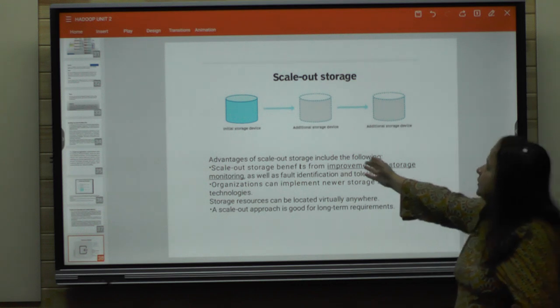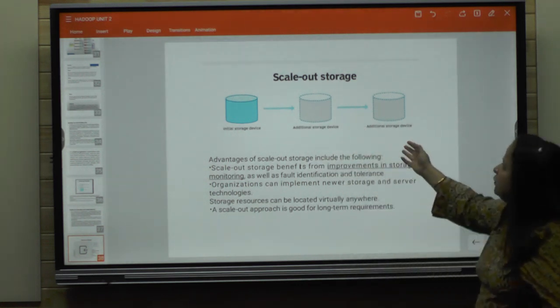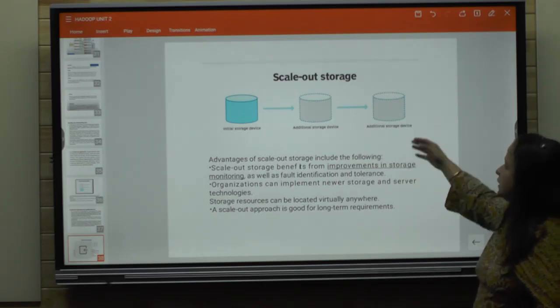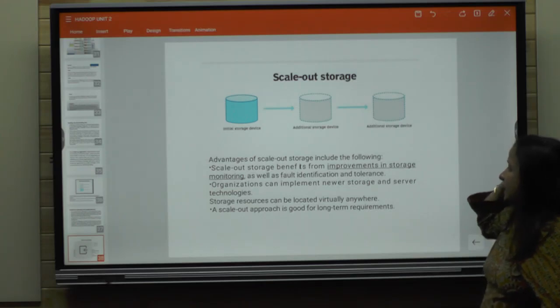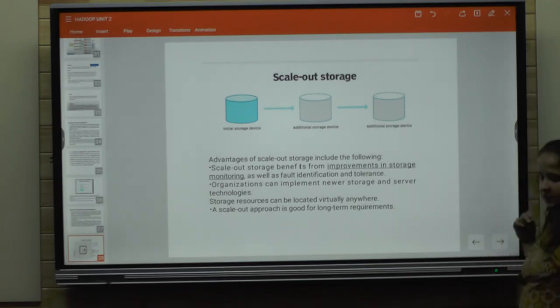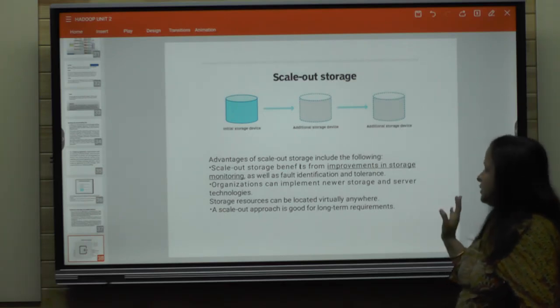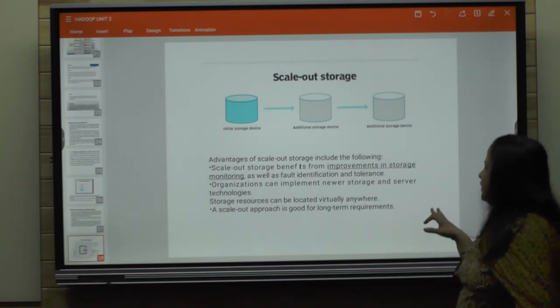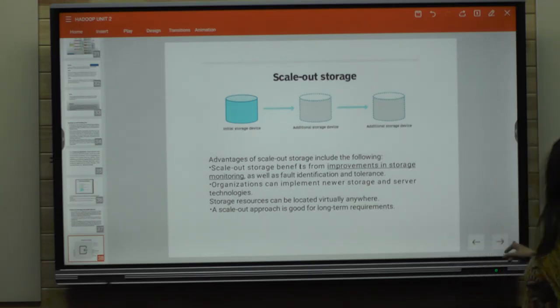This is the diagram, initial storage. So we are adding a new machine or new node for additional storage devices like this. The advantages of scale out storage include the following. It benefits from improvement in storage monitoring as fault identification and tolerance is easily applicable. Organization can implement newer storage and server technologies. Storage sources can be located virtually anywhere. A scale-out approach is good for long-term requirement.